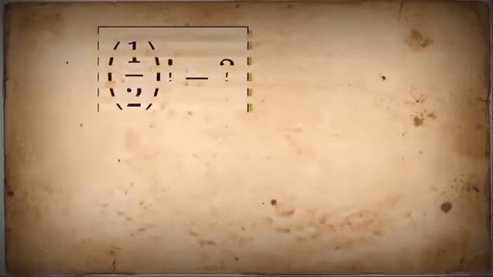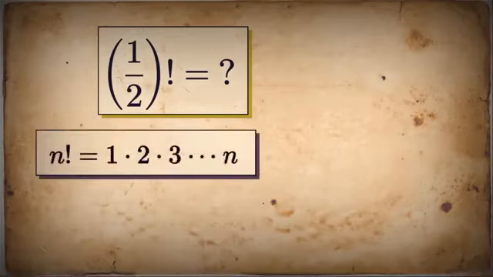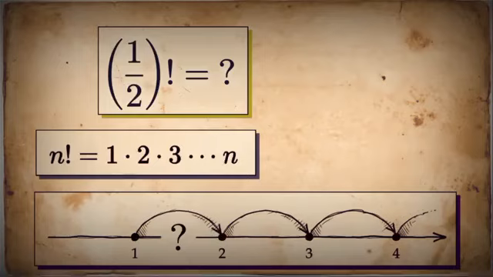The question that drives this entire discussion is deceptively simple. What does it mean to take the factorial of 1/2? Factorial, as most people know it, is an operation defined for positive integers. You take a whole number and multiply it by every positive integer below it. But what if the input is not a whole number at all?